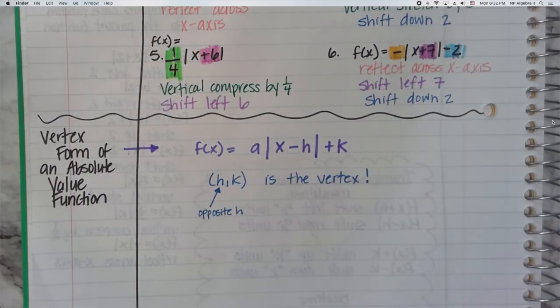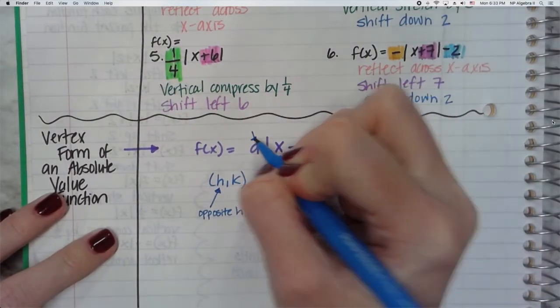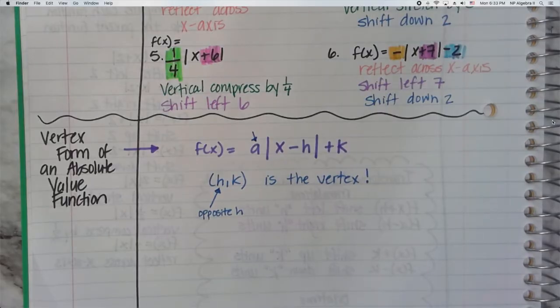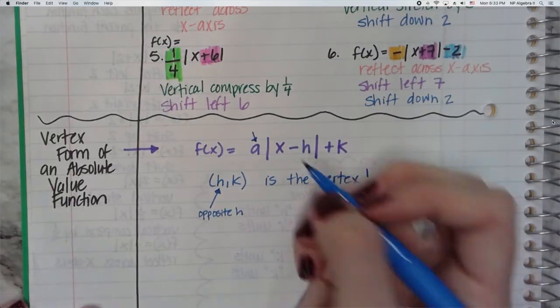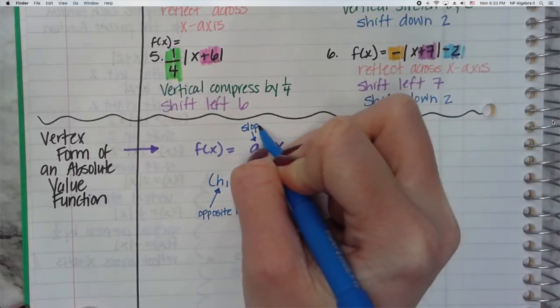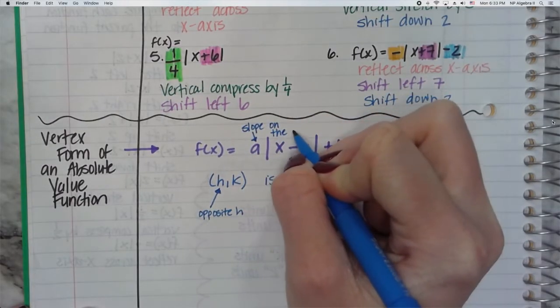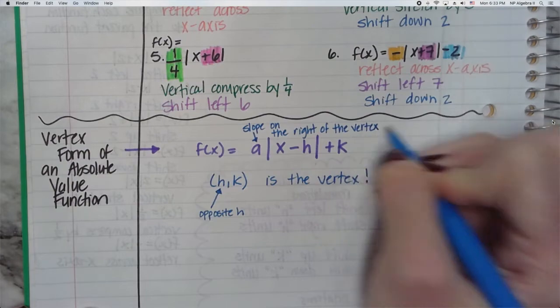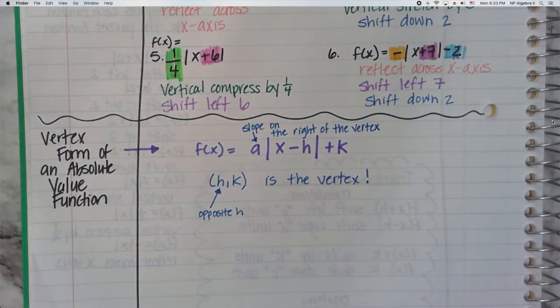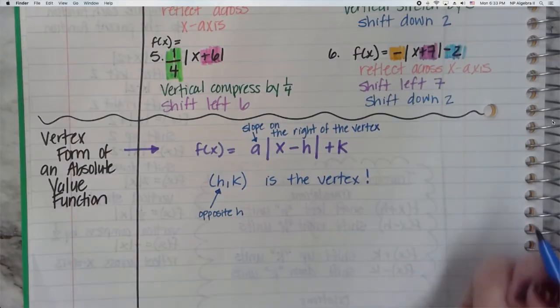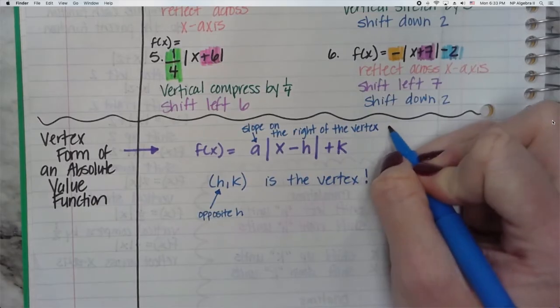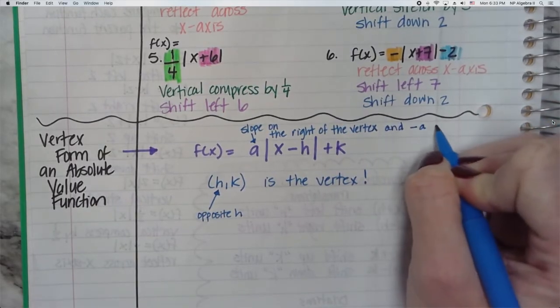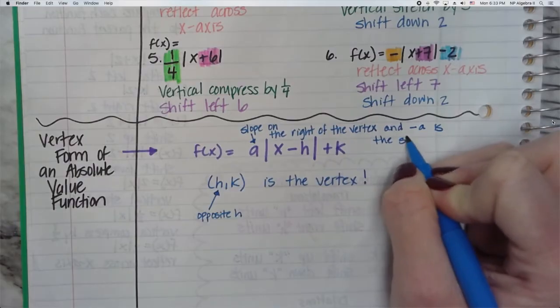Now there's another key part to vertex form. This a value right here is super important. Remember how we said that that was going to be a stretch or compress and it changes the slope? So a is the slope on the right of your vertex. And then because absolute value is the same distance from 0, your slope is mirrored on the left. Slope on the right of the vertex, and negative a is the slope on the left.